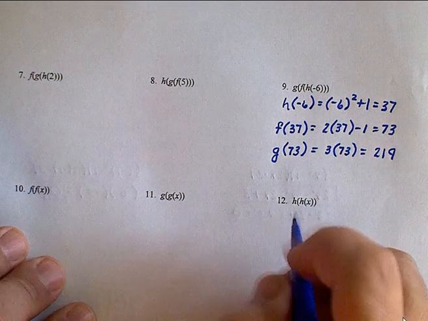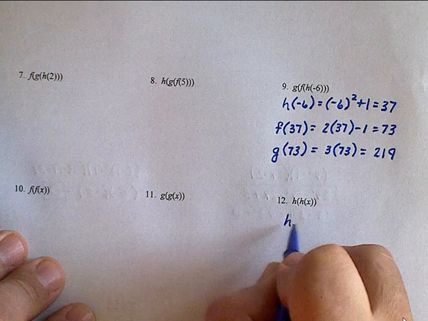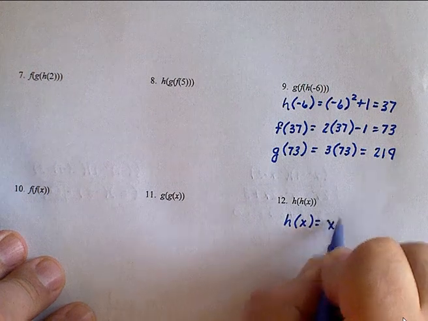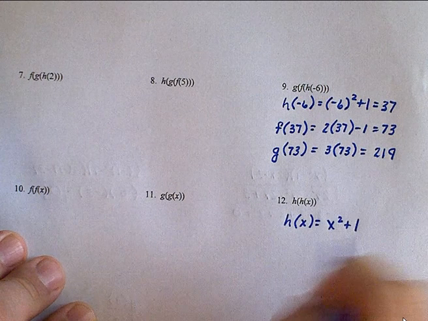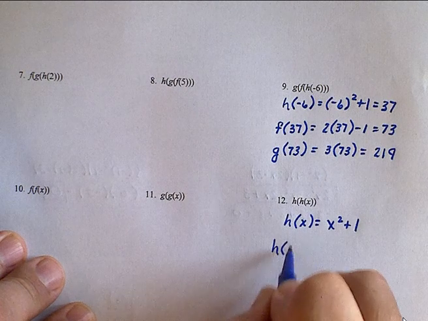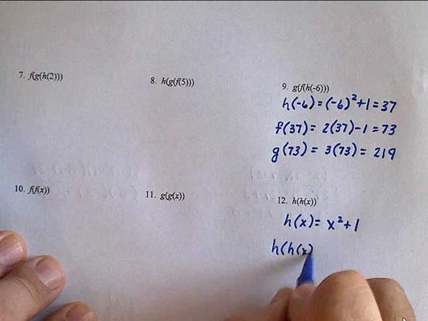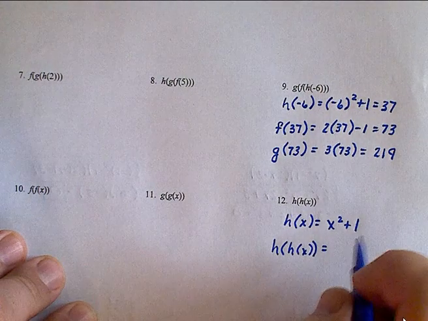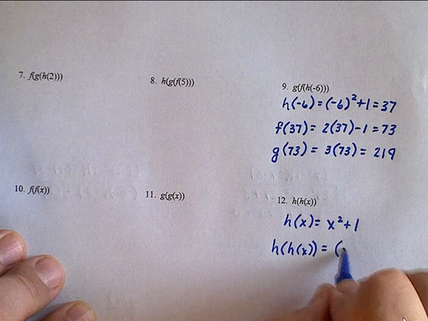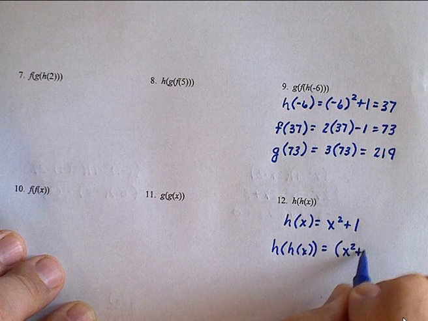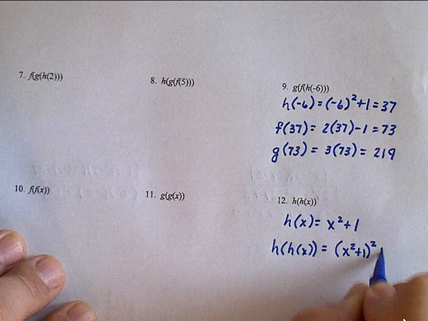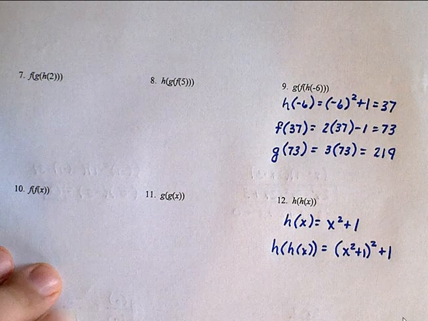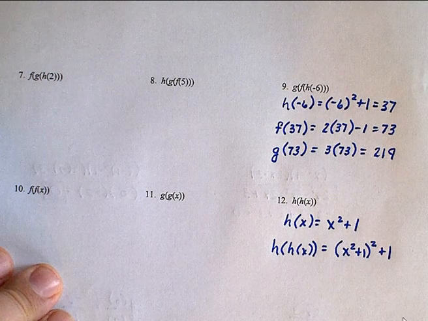So h of x, I already know is x squared plus 1. So that means h of h of x, the "of" is how you read a composite function. I want to take that x squared plus 1 and substitute it in for x. So x squared plus 1 becomes x squared plus 1 squared plus 1.